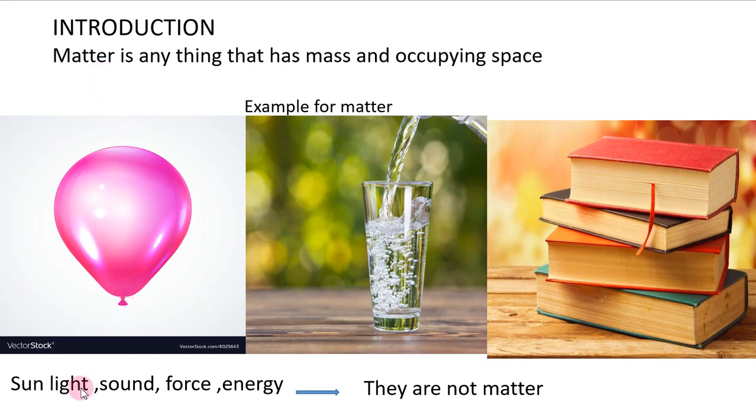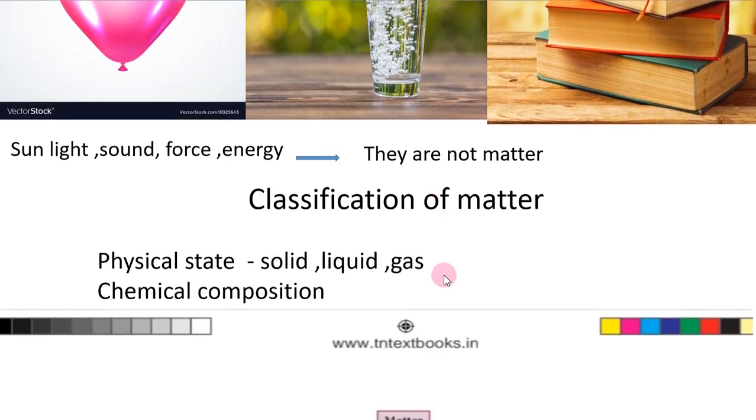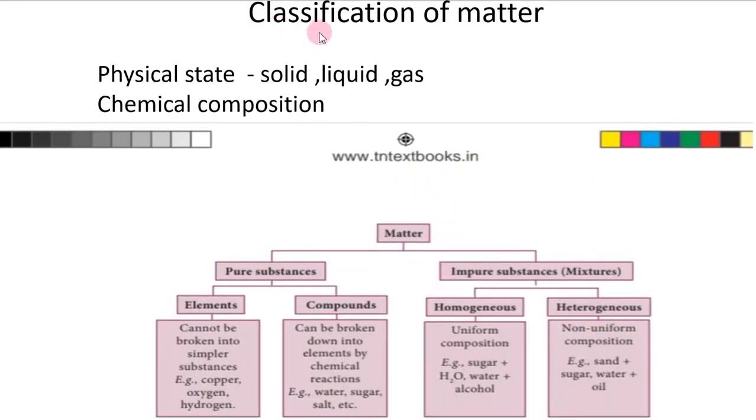But sunlight, sound, force and energy are not matter. Why are they not matter? Because they don't have mass. Mass means weight. They don't have mass, so they do not come under matter. All the remaining living things as well as non-living things come under matter. Have you understood, okay?